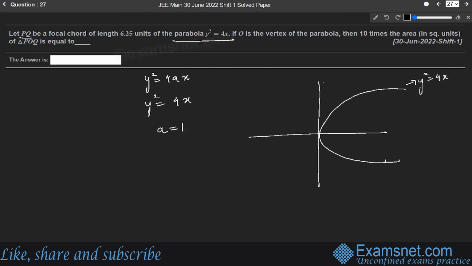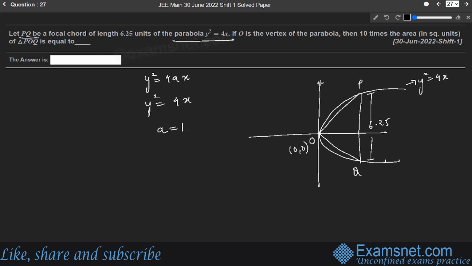It is given that PQ is a focal chord of length 6.25 units. So let us make a focal chord. Let this be PQ. Its length is 6.25 units, right? And O is the vertex, meaning the origin. So it is 0, 0. A triangle is formed which is OPQ. So let us join OP and OQ. You can see that a triangle is formed here. We have to find the area of this triangle, right?